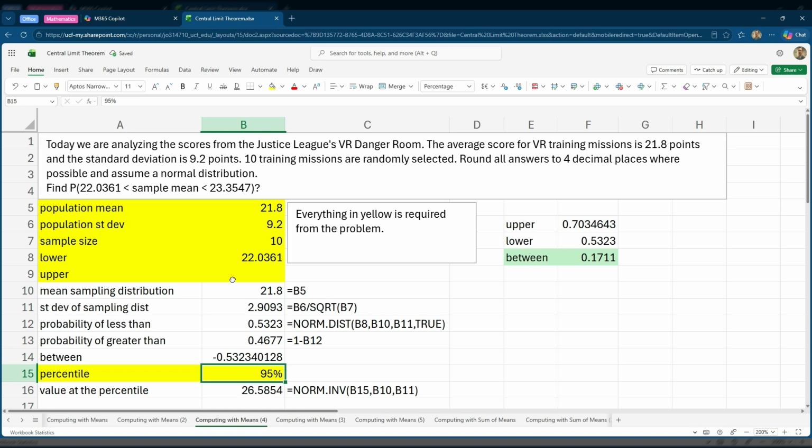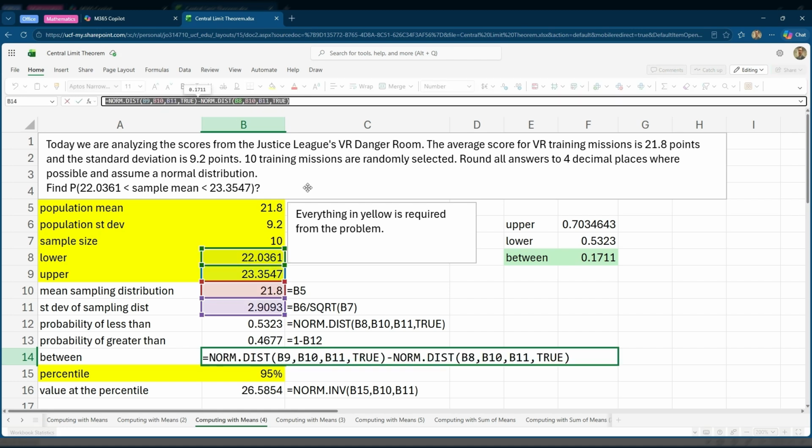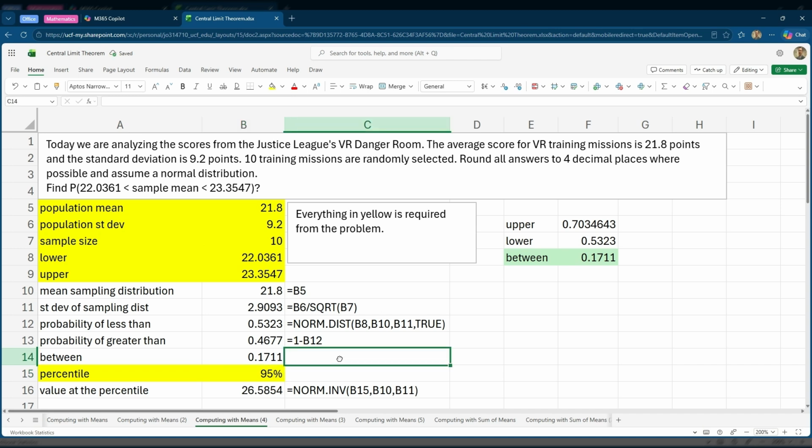And I hit enter. And then we can go ahead and put the 23.3547 in there. And now we've got the same answer. Let me go ahead and make that 4 decimal places. There we go. And so now we have the exact same answer there. Let me go ahead and copy this and we will paste it in with the little apostrophe so that you can see it.